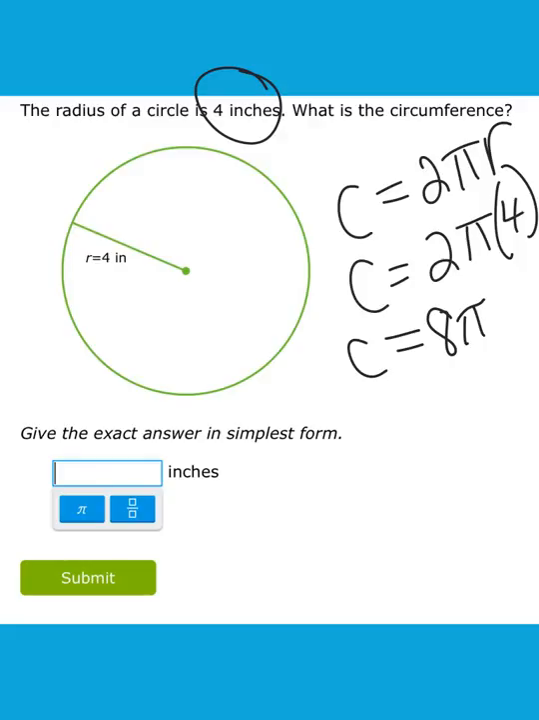They want me to leave my answer in exact format. So instead of converting this into a decimal, like typing 8 times pi in your calculator, just leave it like that. So you would just type in 8 and then you would select pi for your answer. All right, moving on.